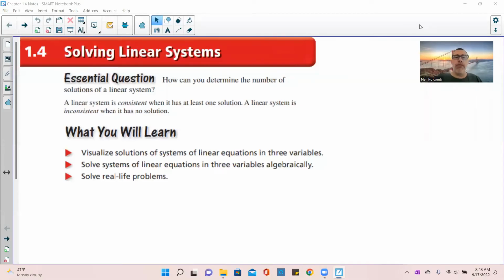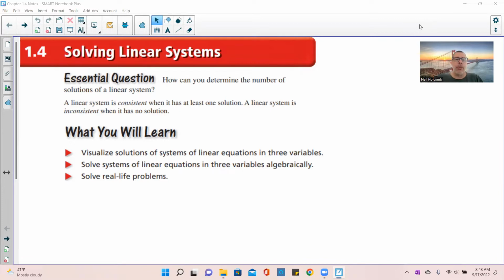Okay, here's chapter 1.4, solving linear systems. The essential question to this chapter is, how can you determine the number of solutions of a linear system? A linear system is consistent when it has at least one solution. A linear system is inconsistent when it has no solution.